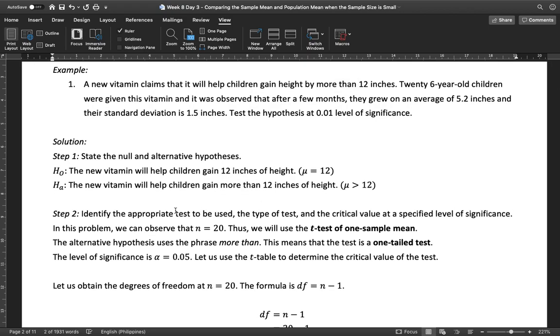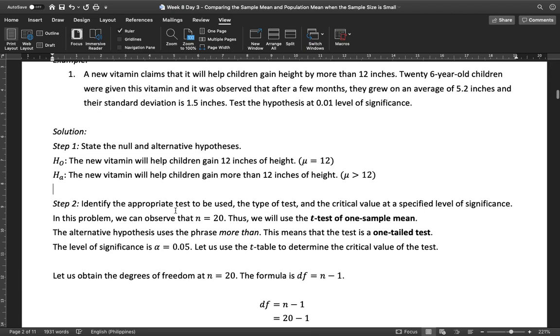So, next step, identify the appropriate test to be used, the type of test, and the critical value at the specified level of significance. So in this problem, ang sample size natin is 20. So, we will use the t-test of one sample mean. Bakit? Kasi less than 30.